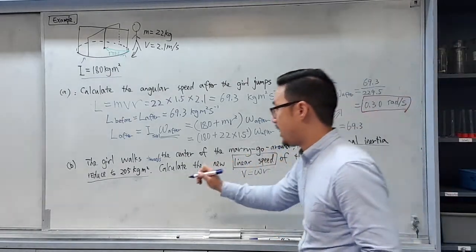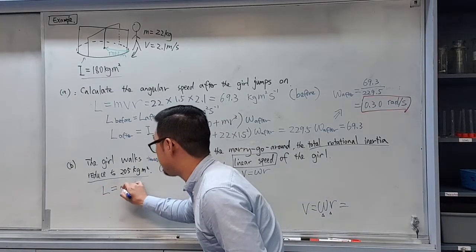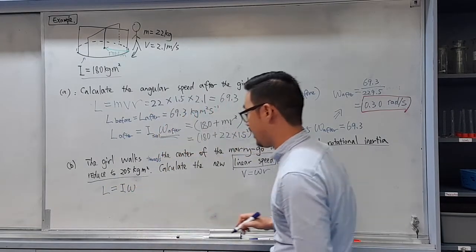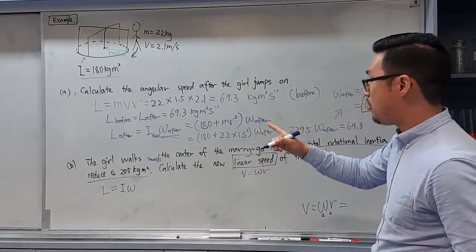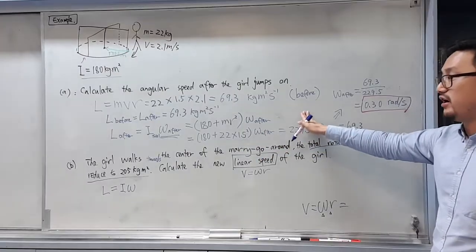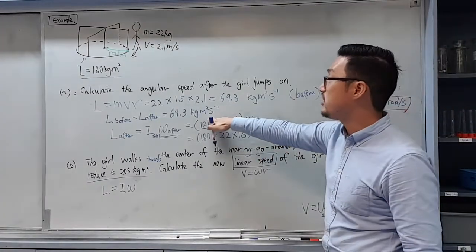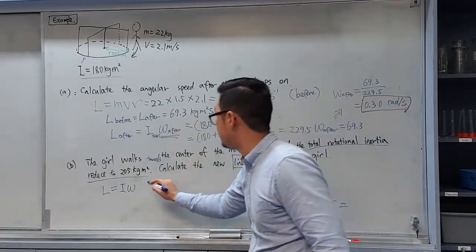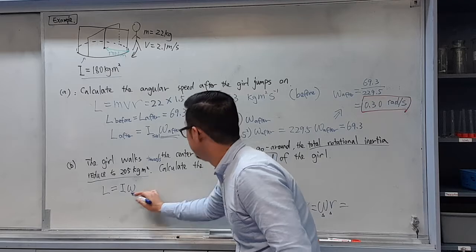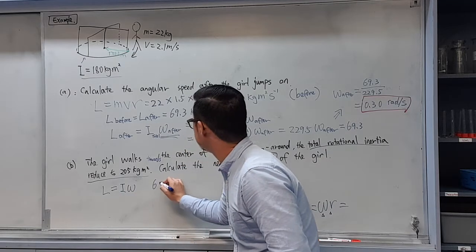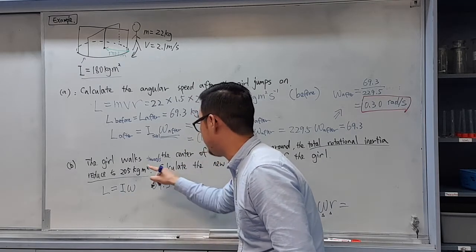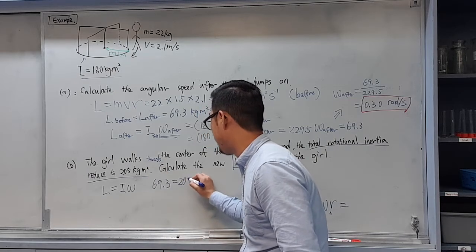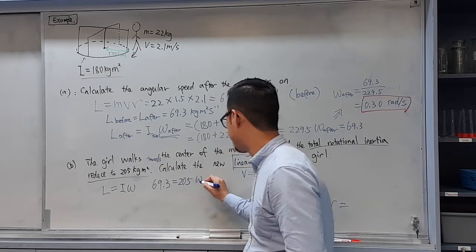So L equals I omega. L is going to stay the same. How big is L? We've calculated it from the question before. If there's no external torque, L is going to be this number over here, 69.3. It's going to equal the new I, which is 205, times omega.